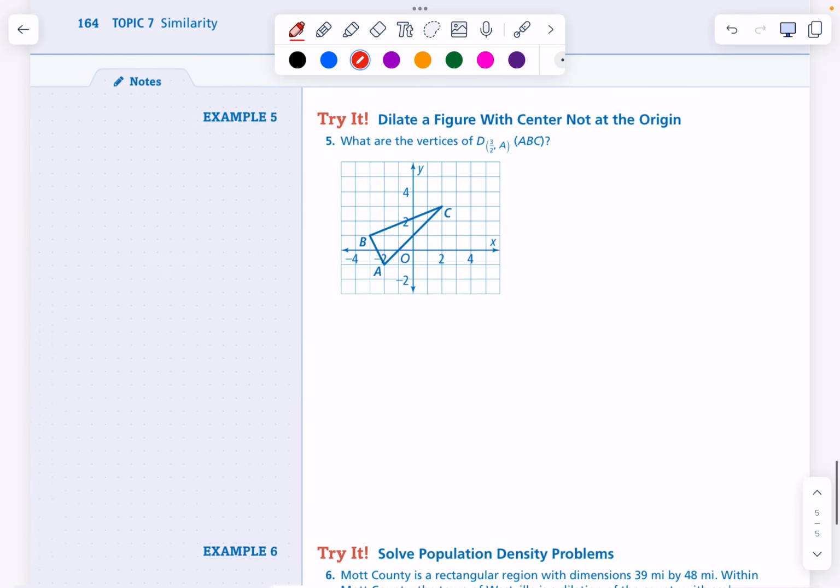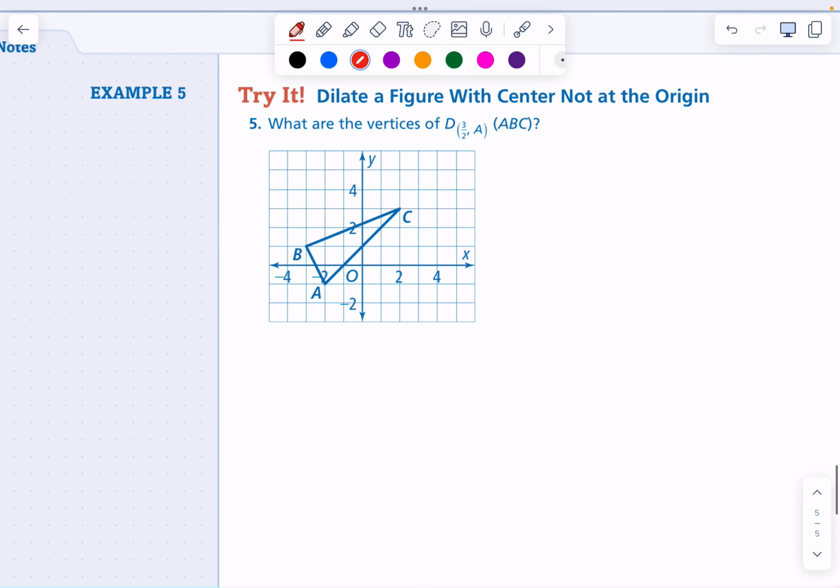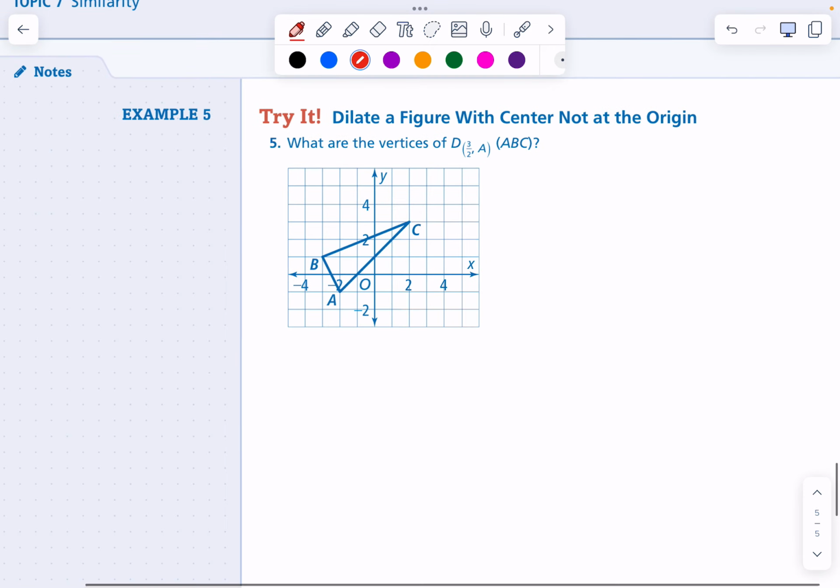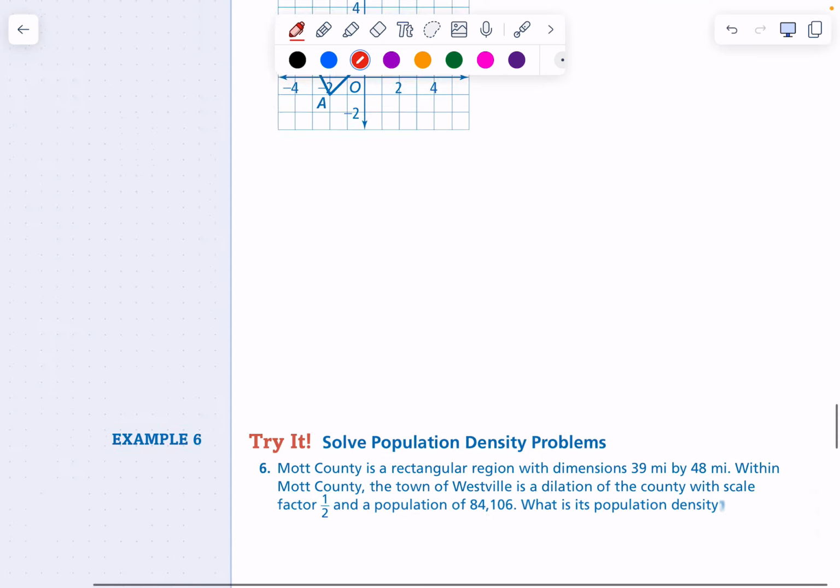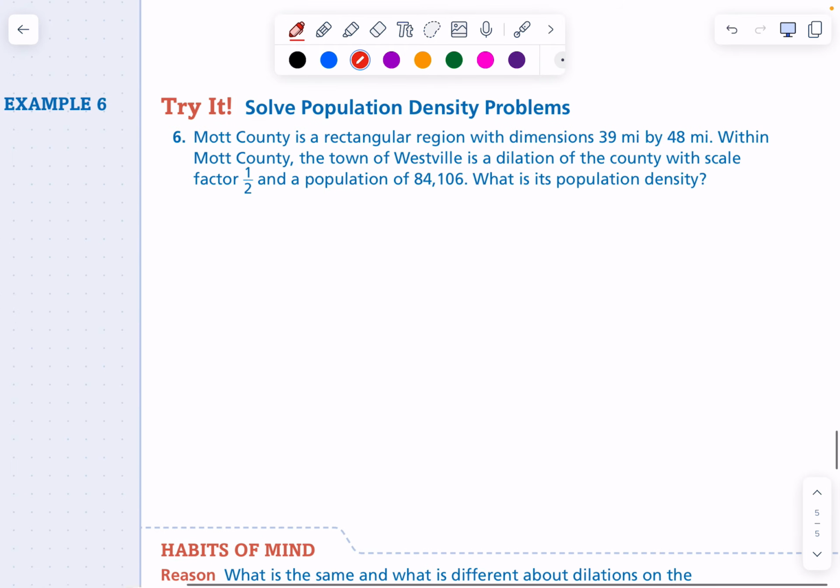All right, now, we're going to skip number 5, okay? Because I only ever want you to dilate about the origin, and this problem is asking you to dilate about A. We're not going to do that, okay? So, hey, that's just one less thing for us to do. So let's look at number 6.